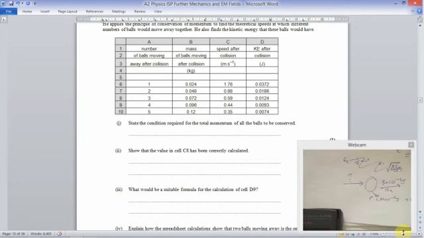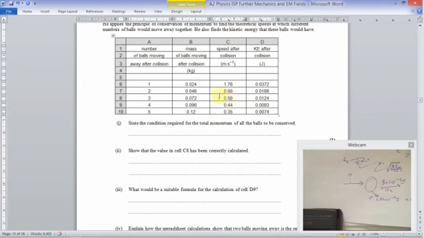Show that the value in C8 has been calculated correctly. So C8 is speed after the collision. Check that that has been calculated correctly. So we've got to figure out how they figured the velocity after the collision. They must have used the momentum and divided that by mass. That's the idea. Velocity, remember, is momentum divided by mass.